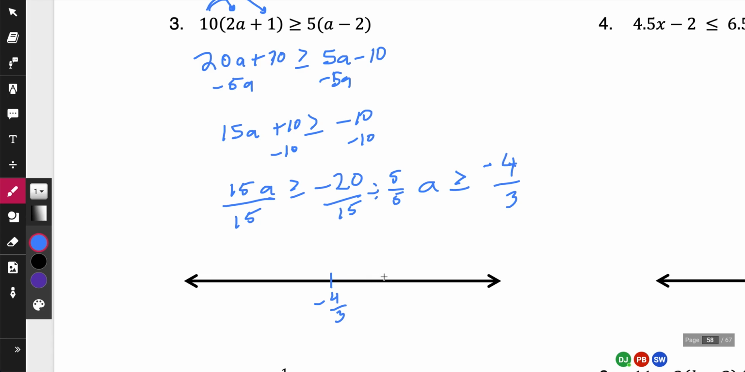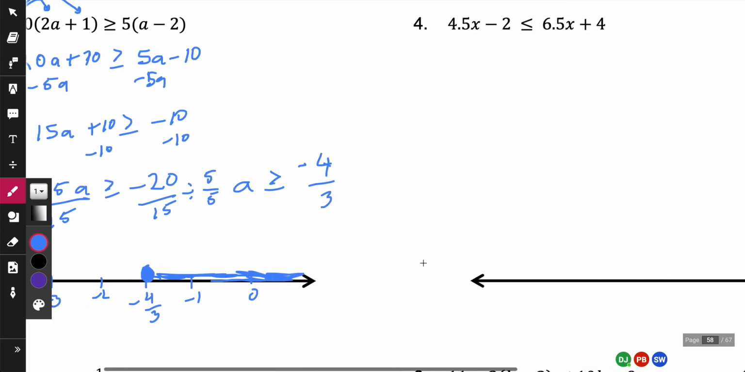And negative 4/3 is actually between the numbers of negative 1 and negative 2. We got 0 over here and negative 3 over here. I'd have a closed circle because it's greater than or equal to, and I would shade to the right.